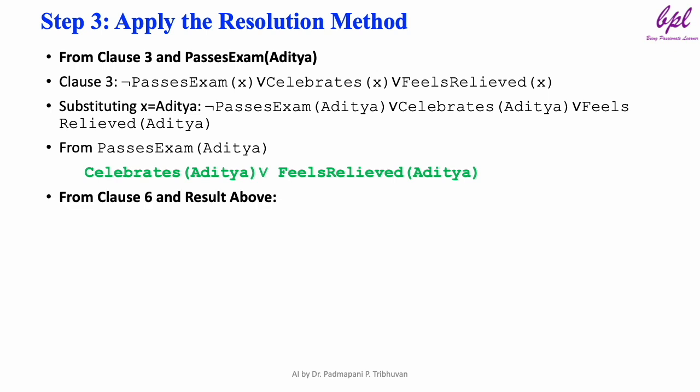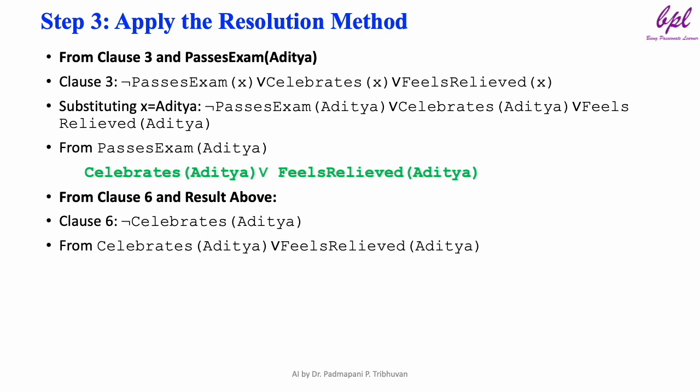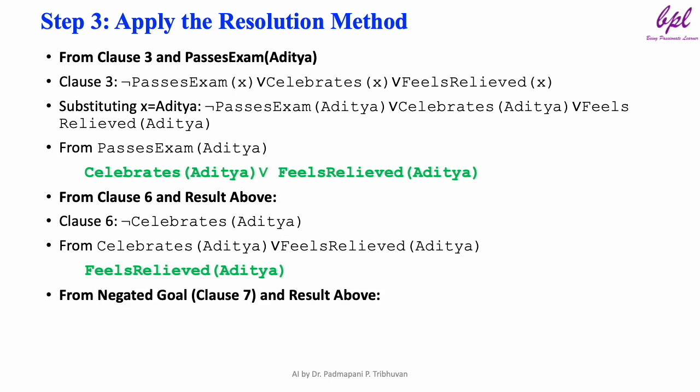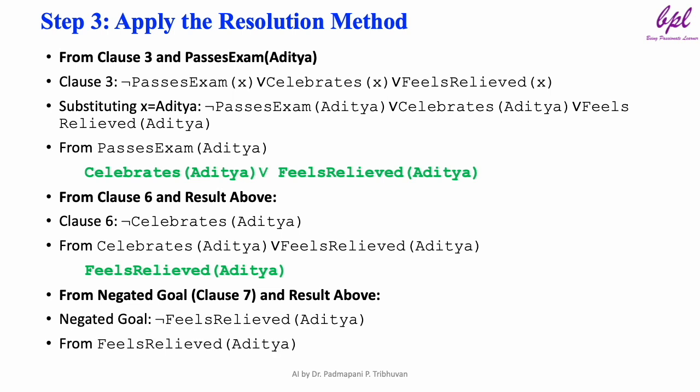Now resolve using clause 6 and this result. Clause 6 says Aditya not celebrates. So we resolve on complementary literal: Aditya feels relieved. Now resolve using the negated goal and this result. Finally we have the result which says Aditya feels relieved and the negated goal from earlier. When we resolve these two clauses, we get a contradiction.